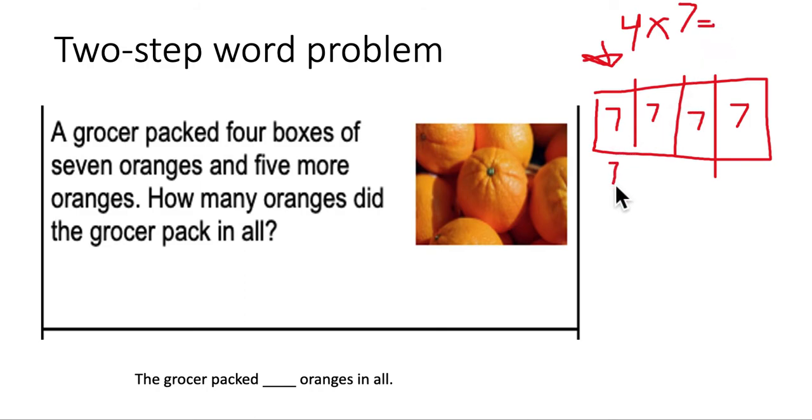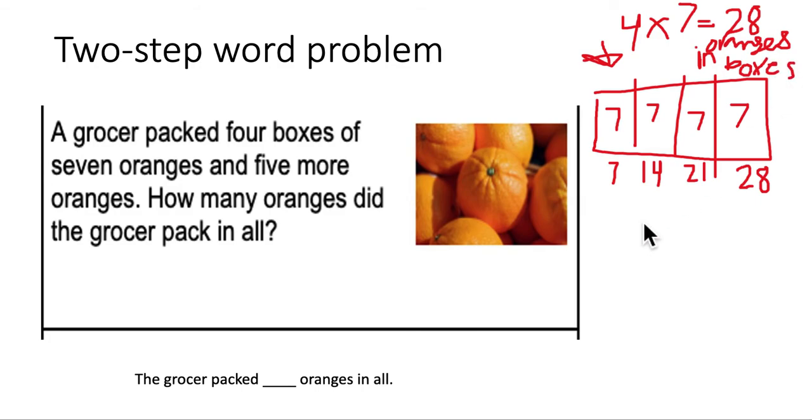7 plus 7 is 14. 14 plus another 7. 21. 21 plus another 7. 28. So that means 28 oranges in the boxes. So that's first what happens.